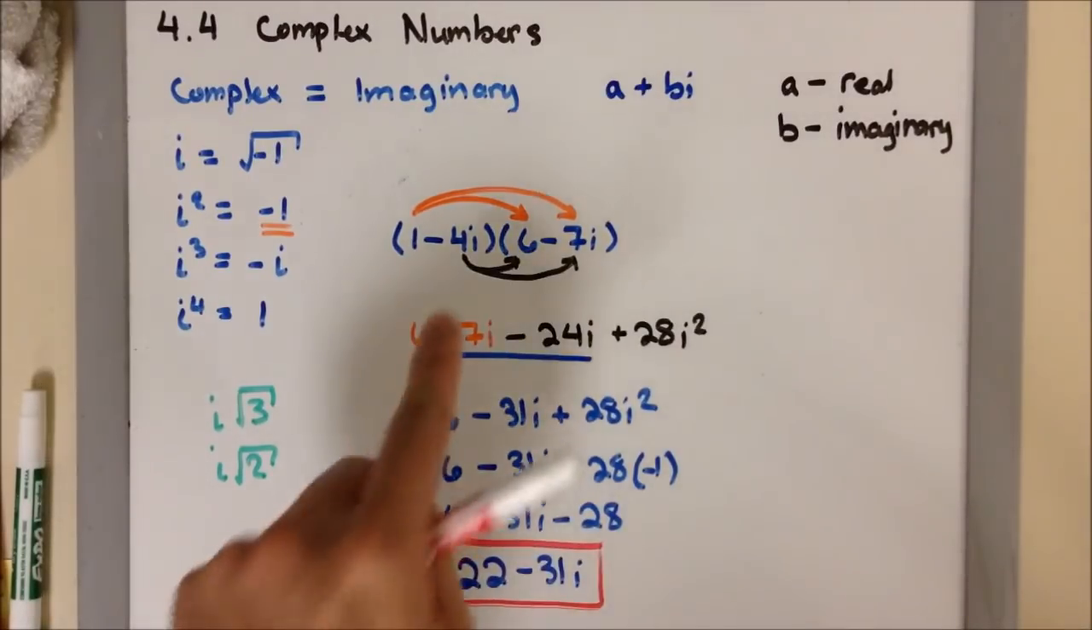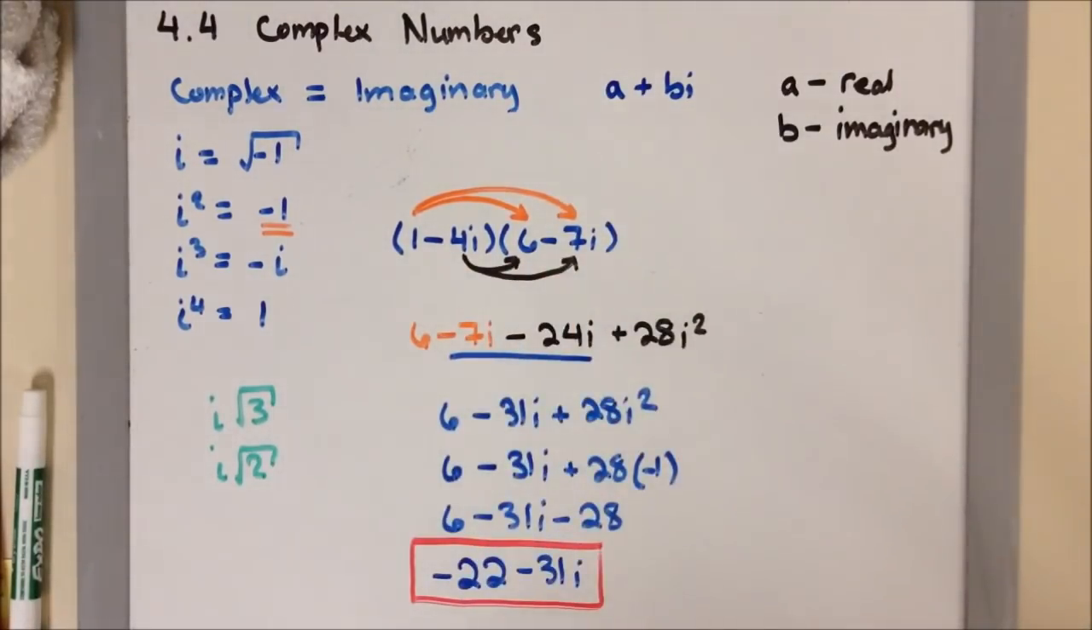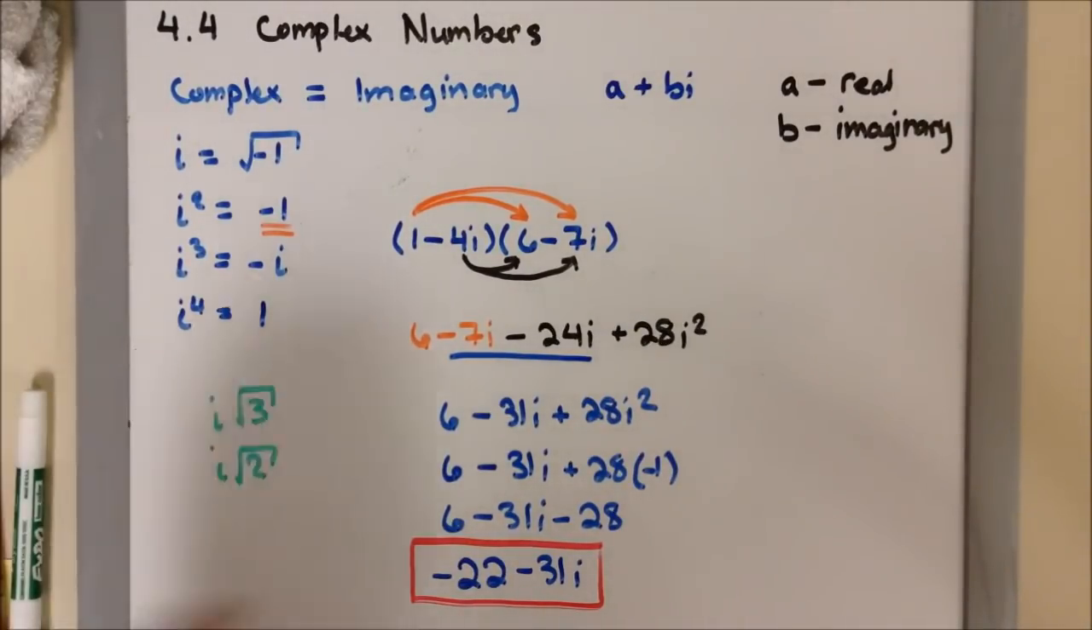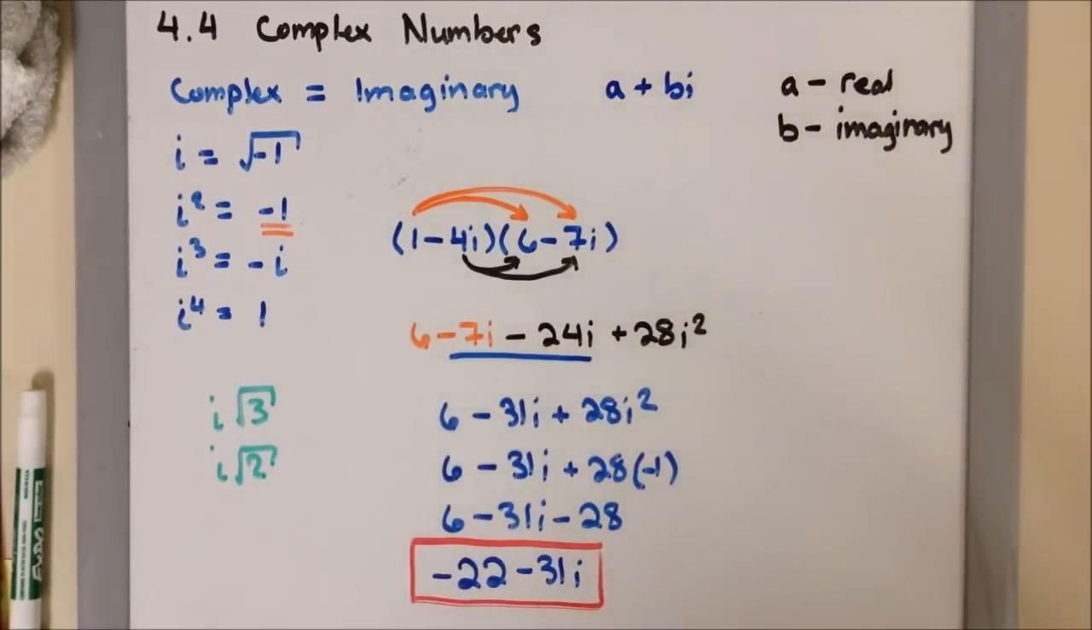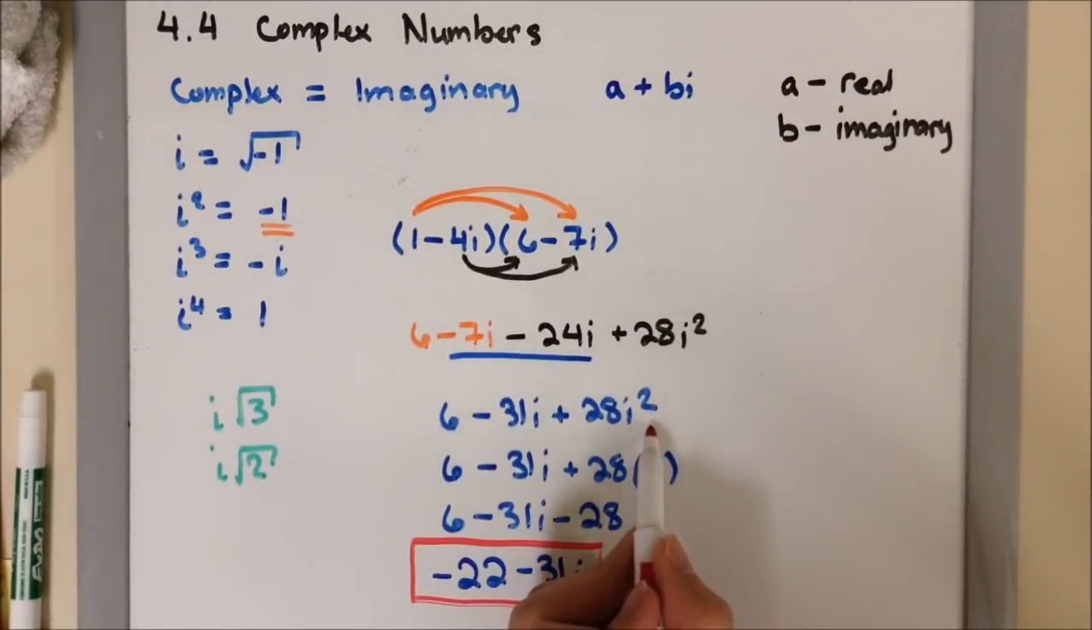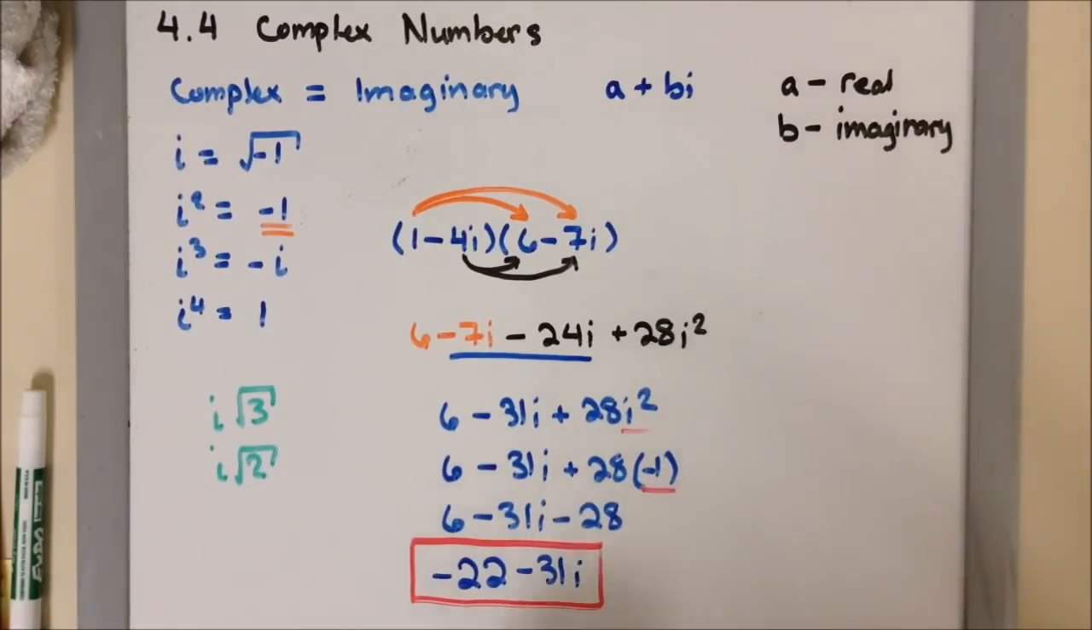So when you have two binomial terms multiplying, you're going to use FOIL or box method. And then when you use box method, combine like terms. Here, make sure to switch out i squared with negative 1, and then combine your real numbers together, combine like terms, 6 and negative 28.